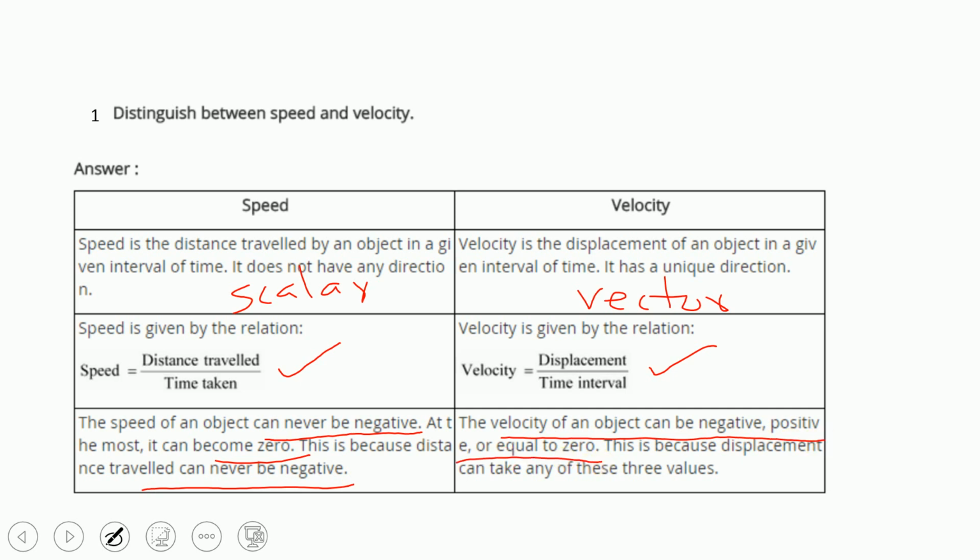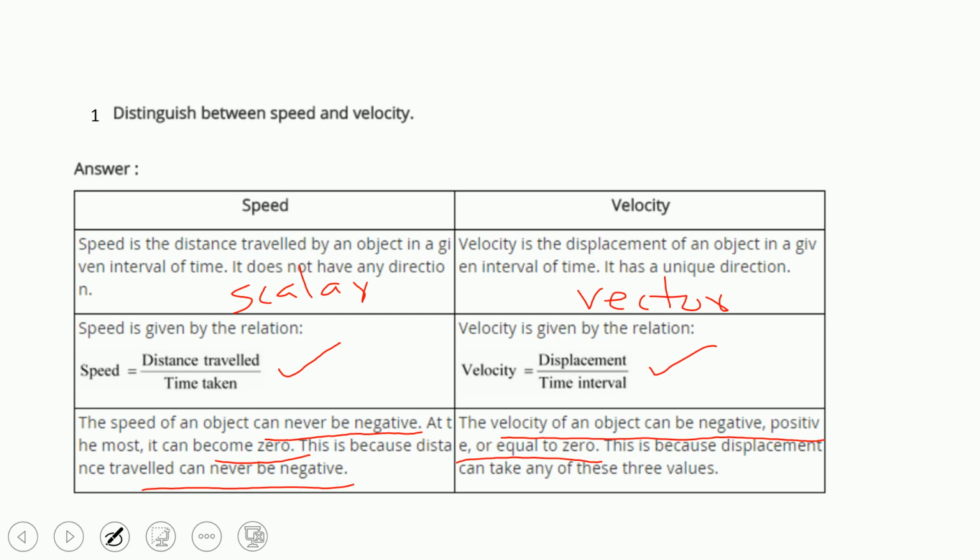Why? Because if an object is moving upward, its displacement is taken as positive. If it is moving downward, displacement is taken as negative. We can take it like that also. So displacement can be negative, positive, or 0, and so the velocity is also negative, positive, or 0. Sure, all of you? So that is the distinction.